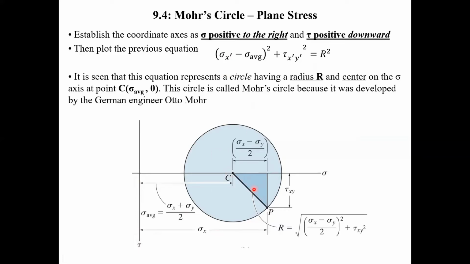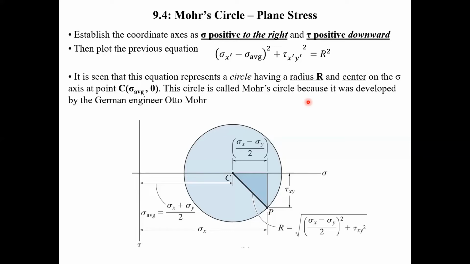That circle has the radius r that I mentioned, what was under that radical, and the center of the circle is always going to be on our sigma axis, located at this point we'll call C, with coordinates of sigma average on the sigma axis, and then, of course, 0 on the tau axis, since it has to be centered on the sigma axis. This circle that we just drew is called Mohr's circle, and it's called that because it was developed by this old dead German engineer named Otto Mohr.